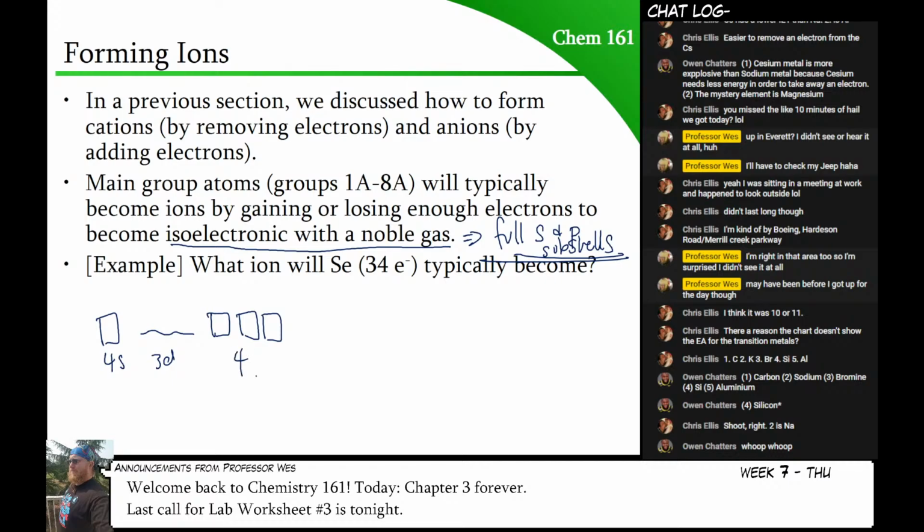Selenium is in period 4, and so it'd look like this. There's selenium. Again, I only care about S and P, that's why I scribbled out 3D, but this would all be full. If I wanted to make an ion out of this, I need to fill its S and P subshells. So I would go like this. And this is the ion we would form out of it.